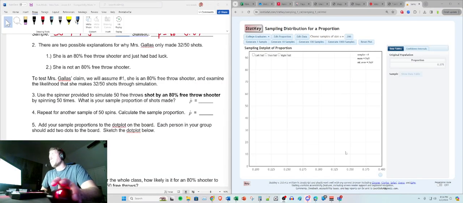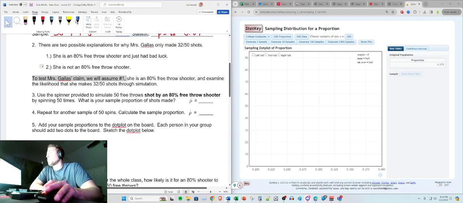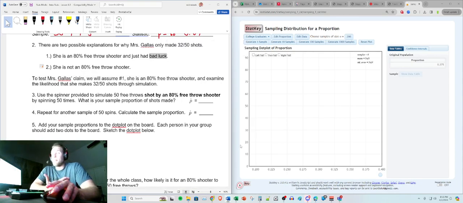Okay, so to help us with this, you'll notice here it says to test her claim, we're going to assume number one, she's an 80% free throw shooter and she just had bad luck. That's what we're going to assume. We're going to assume that she just had bad luck with the shots. And we're going to examine the chance. If it's bad luck, what is the chance that that would happen?